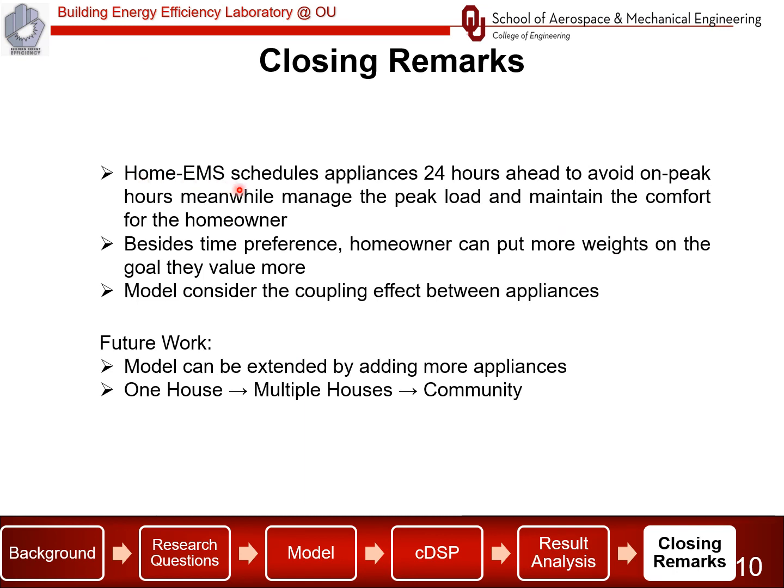The home EMS schedules the appliances 24 hours ahead and avoids on-peak hours for those appliances. Meanwhile, it manages the peak load and maintains a certain comfort for the homeowner. The homeowner can also have their own input to the system. The model considers the coupling effect between those appliances. In the future, the model can be extended by adding more appliances like HVAC and the shower model. From one house, we want to implement the model to multiple houses and even the community.